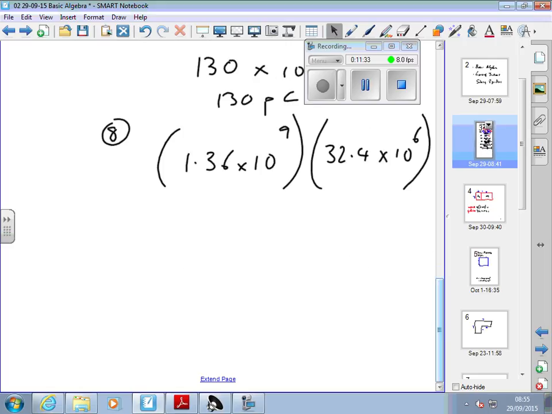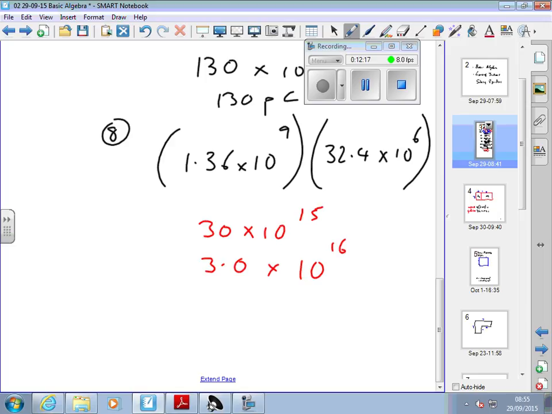A useful skill in this last one is to estimate to get your answer before you start, so you've got an idea. You remember what we did at the beginning of this little drill? If I've got times 10 to the 9 multiplied by times 10 to the 6, I add the powers. 9 plus 6 is 15. 32 times 1, roughly, 30 times 1 is around about 30. So I'd expect about 30 times 10 to the 15 if I were doing this on a calculator. But if I do it on the calculator, it's going to give me standard form, i.e. it's going to put the decimal point after the first significant figure. So it would probably say 3 times 10 to the 16, because I've gone one more place.